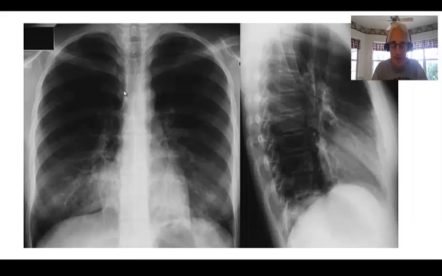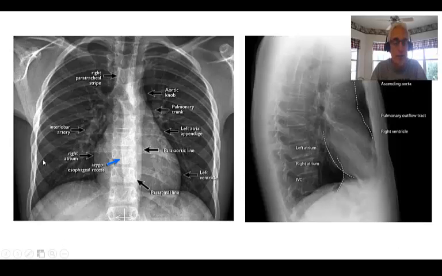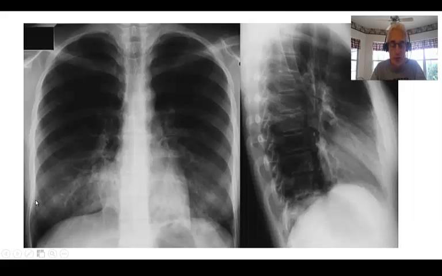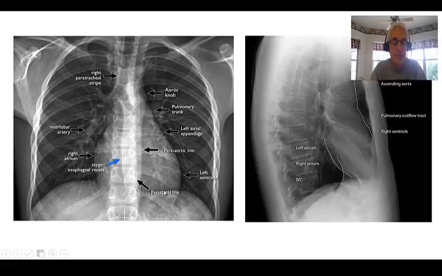A, B, C, D. We want to look for the diaphragms. We'll go down here. The diaphragm looks good on both sides, nice and rounded. Of course, the right side's higher because of the liver. E is for effusion. Look at that costophrenic angle. There's no evidence of fluid there. G, gastric bubble, little air there, gastric area.